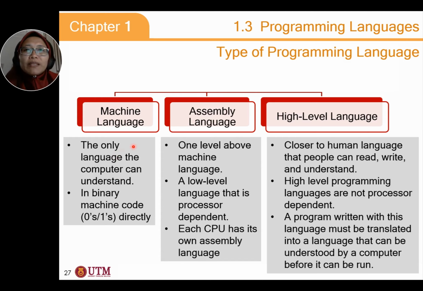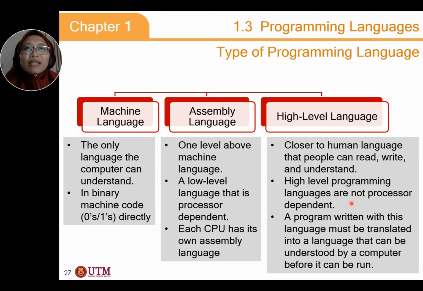But let's stop and think. Can you write a set of instructions using machine language? Even if I can, I do not want to. Then there's assembly language. This is one level above machine language. It is a low level language that is processor dependent, and each CPU has its own assembly language. Now the next level is the high level language. This is closer to human language that you and I can read, write, and understand. Now this sounds much better.